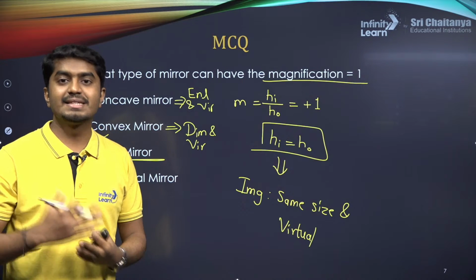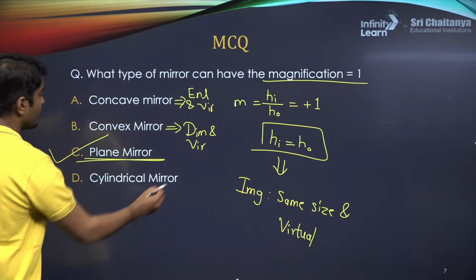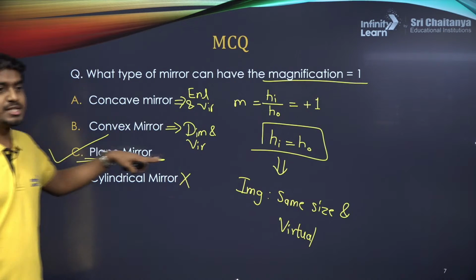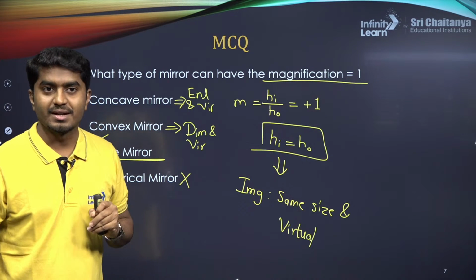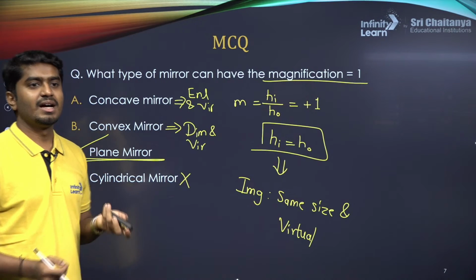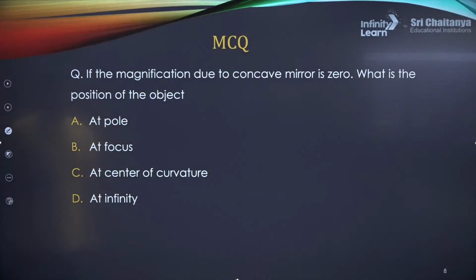And cylindrical, the magnification is very complicated in cylindrical mirrors, so we are not going to consider them right now, okay. So the only correct option is plane mirror. Easy, nice, Kalpana, great. Ashu, awesome. So let's solve the next question.